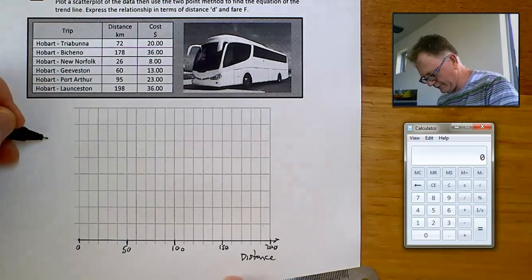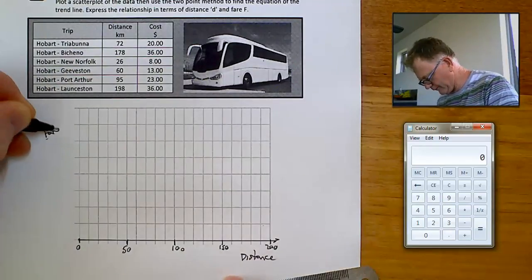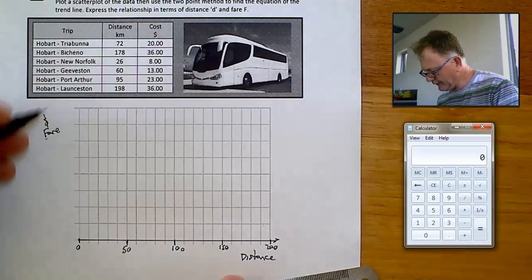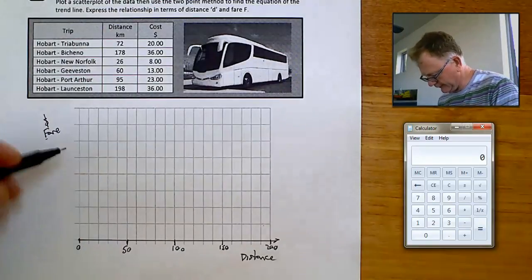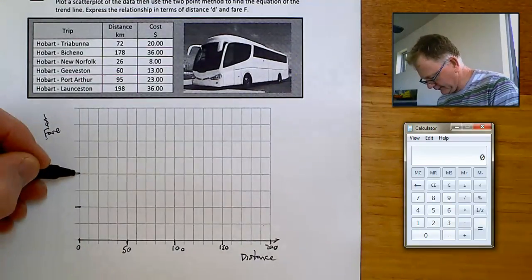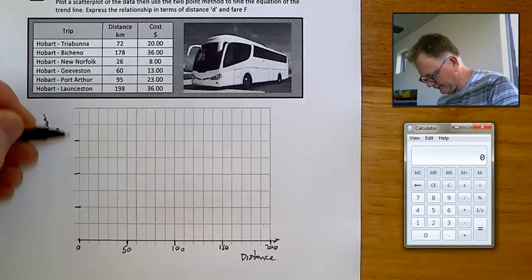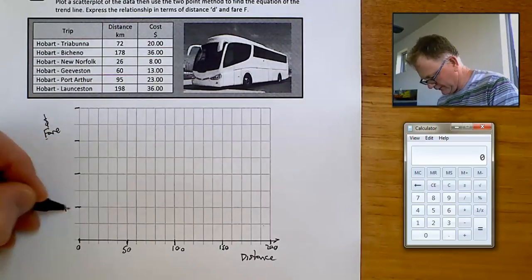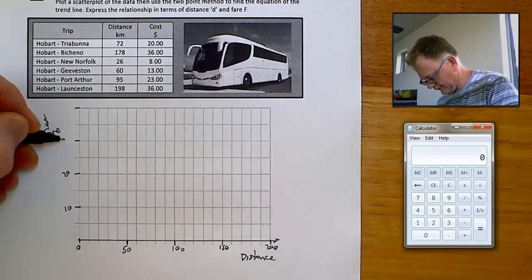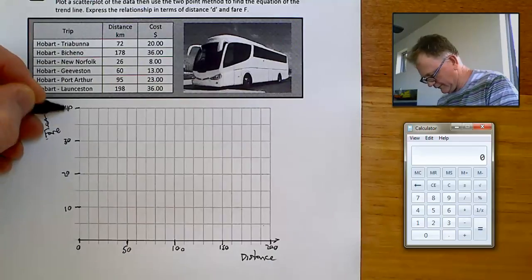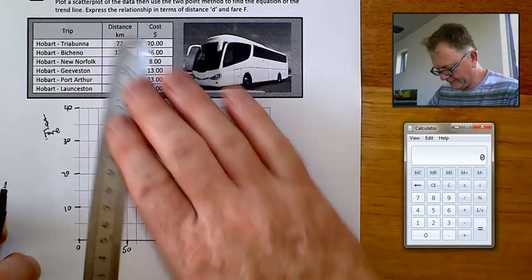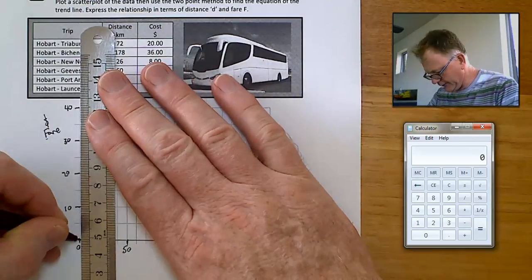Right, the side I'm going to put fare in dollars. These seem to have to go up to 36, so I guess if 2 squares is equal to 10, 1 square equals 5, 10, 20, 30, 40, that fits nice. Now, let's put the data on the graph.